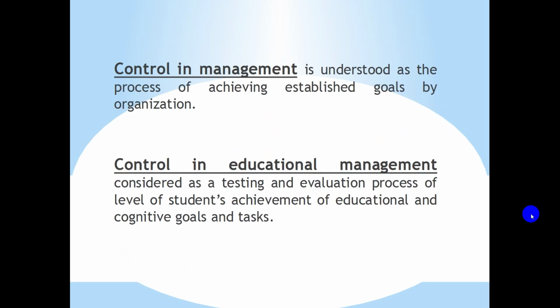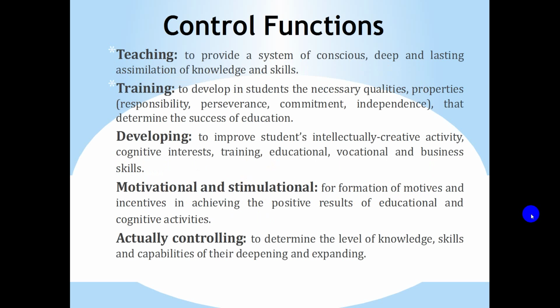Control in management is understood as a process of achieving established goals by an organization. Control in educational management is considered as a testing and evaluation process of the level of students' achievement of educational and cognitive goals and tasks. Control functions are next.